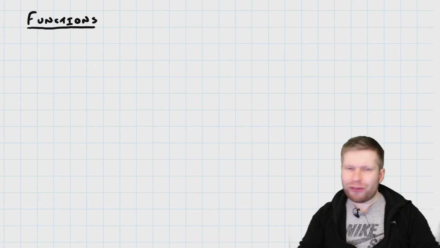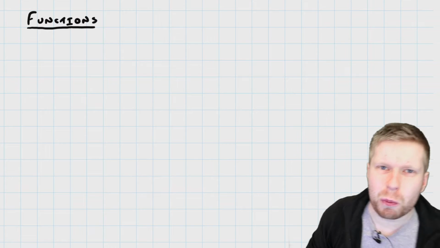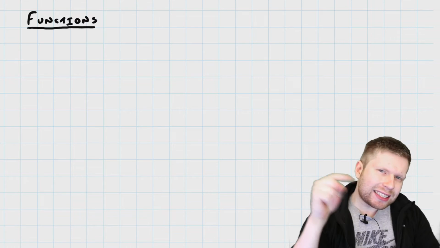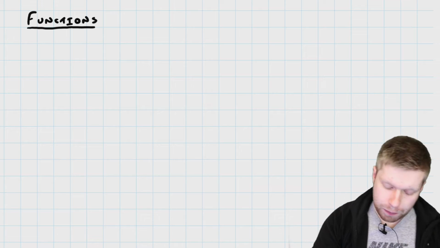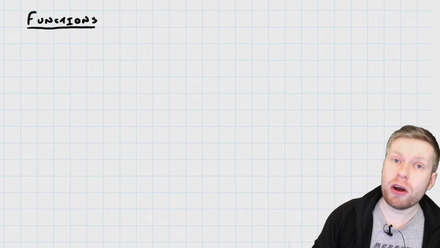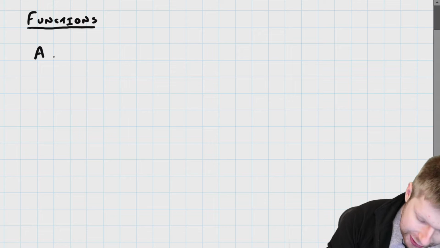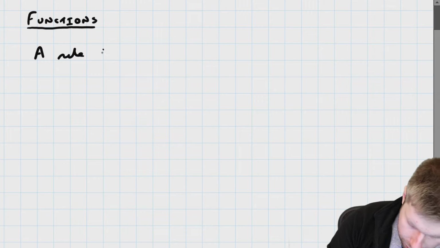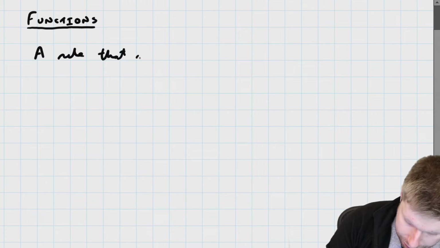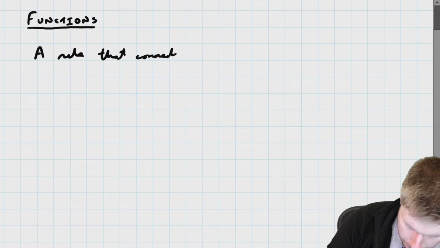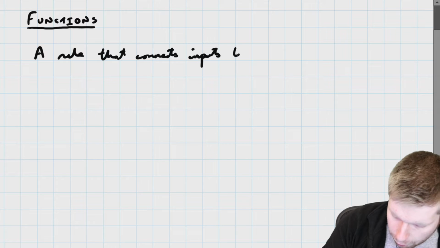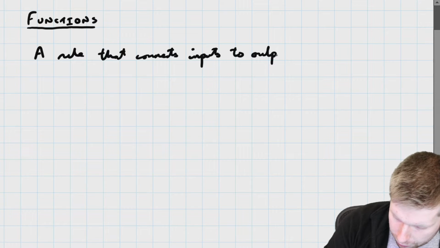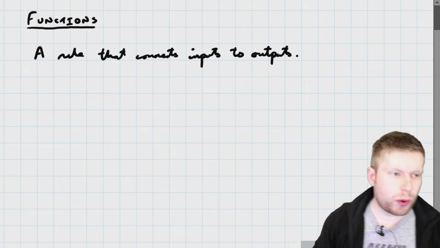So I've talked enough about the importance of functions and why this is an important video, but let's actually get started and define what is a function. So in a single sentence, a function is quite simply a rule that connects inputs to outputs. Okay, so it's a rule that connects inputs to outputs.